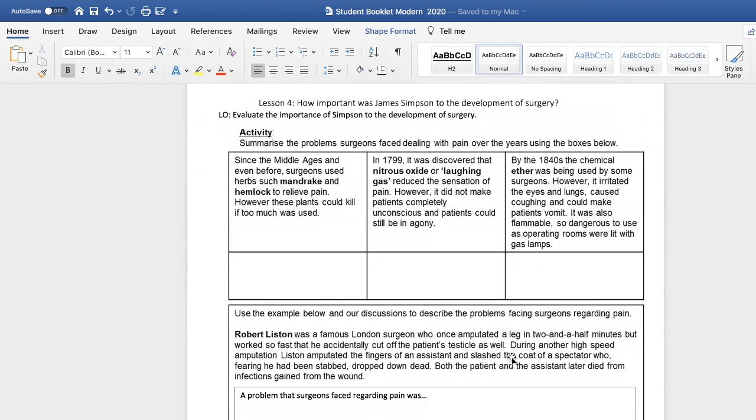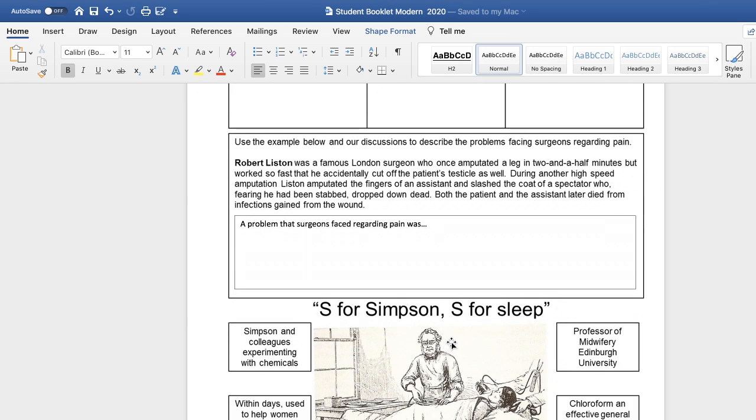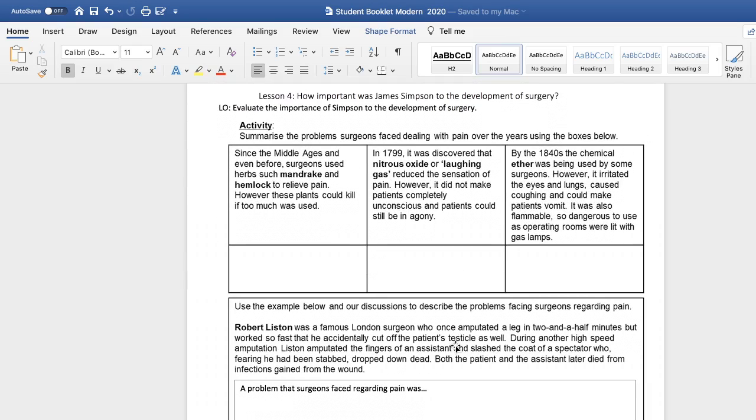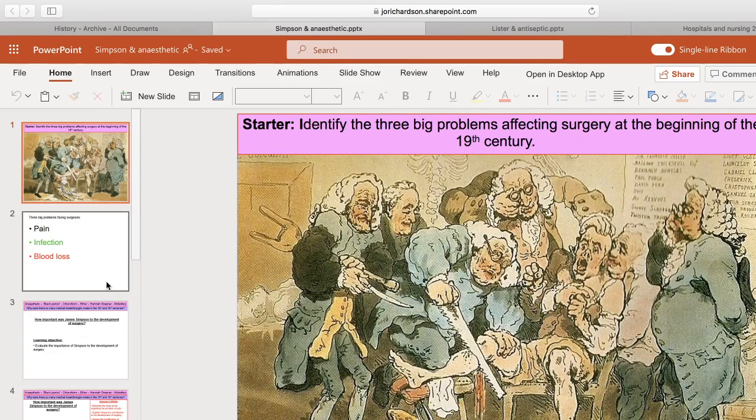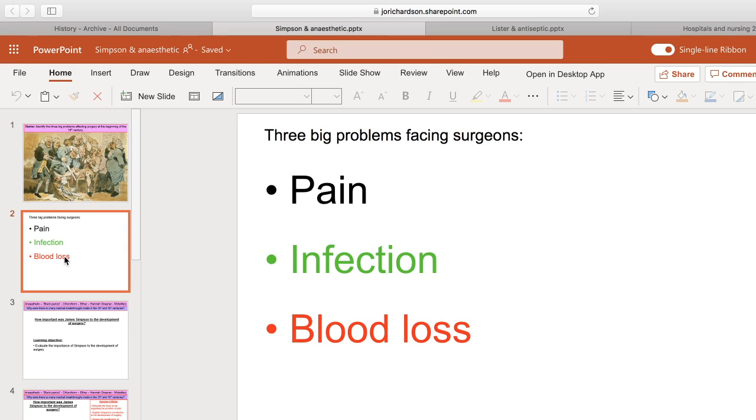So lesson 4: how important was James Simpson to the development of surgery? When we think about Simpson, we think S for Simpson, S for sleep. When you have surgery, you typically are put under, which means you're not going to be awake, and we're going to come to that in a second. The big problems affecting surgery were pain, infection, and blood loss.